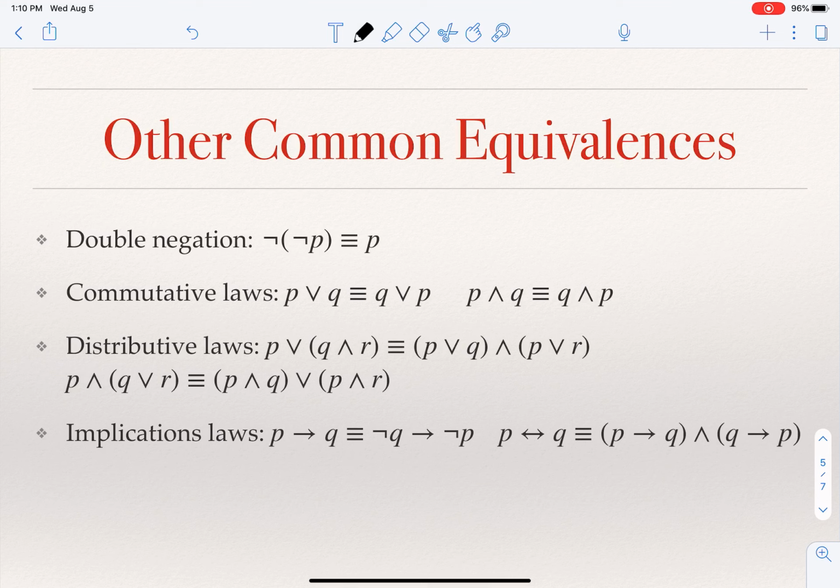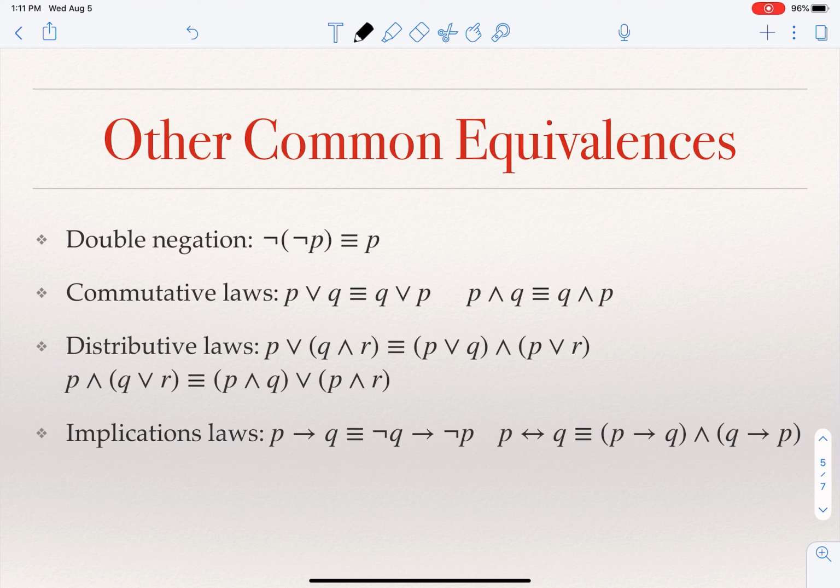Now, there are many other equivalences. We are not going to build a truth table for each of them. It's a tedious and boring step, honestly. But if you look, for example, at this, they should make sense. The negation of the negation of P is P, so with double negation, the negations cancel out each other. Commutative laws: P or Q and Q or P are the same. If you swap the order of two propositions around the disjunction or around the conjunction, it's the same. The distributive law is basically that you can distribute across a disjunction or across a conjunction.